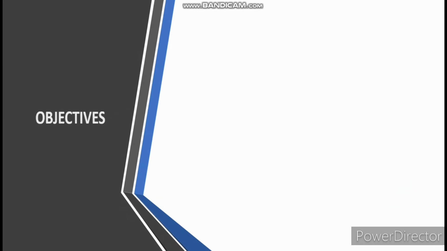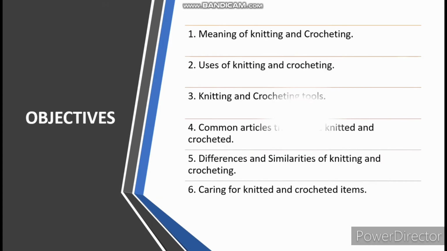Objectives: that is what you are supposed to know at the end of the lesson. Number one, meaning of knitting and crocheting. Two, uses of knitting and crocheting. Three, knitting and crocheting tools. Four, should be able to identify common articles that can be knitted and crocheted. Five, differences and similarities of knitting and crocheting. And finally, caring for knitted and crocheted items.